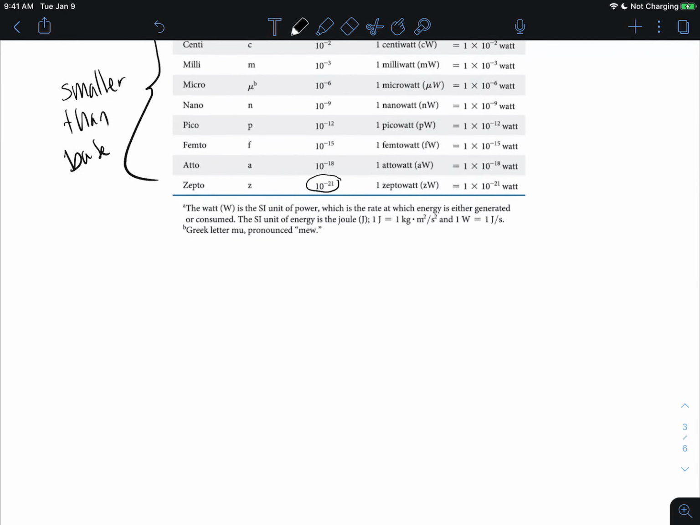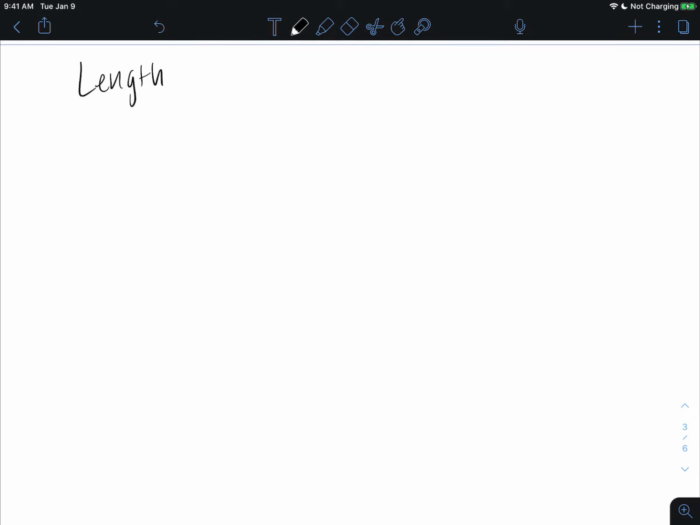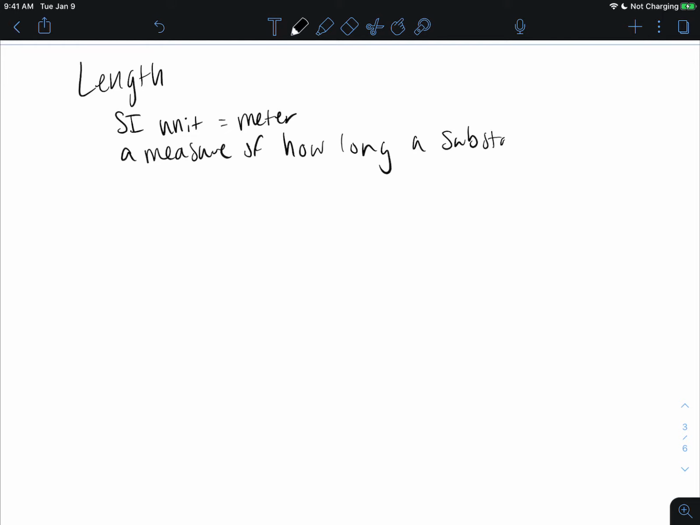Let's look at individual units that are used for measuring. The first one we're going to look at is length. Length, our SI unit, is the meter. And it's a measure of how long a substance is.